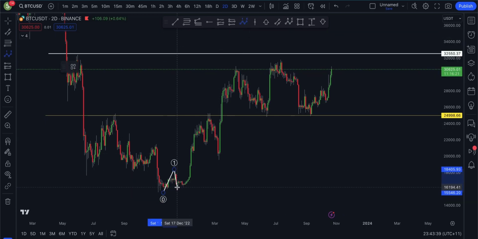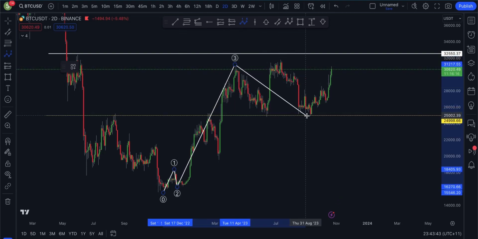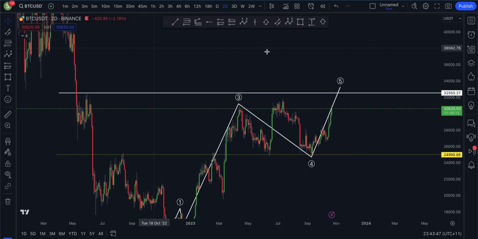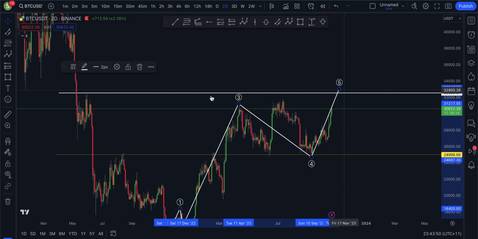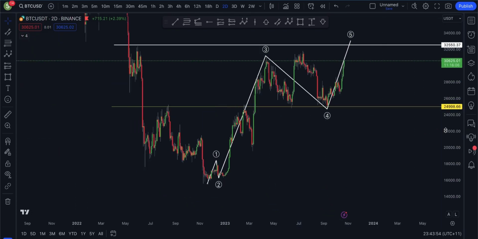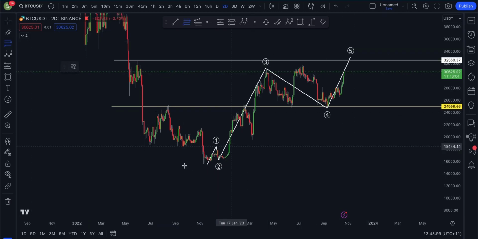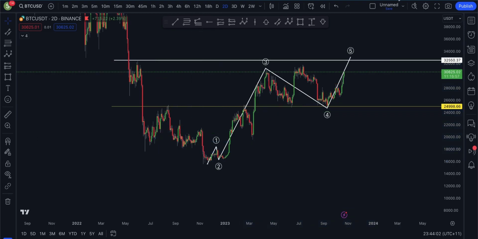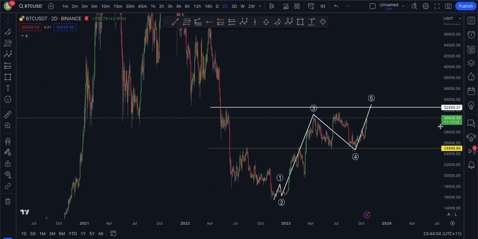So I will count this as 1, 2, 3, A, B and a C, 4, and now the fifth wave. Now what can happen? Either we can have a truncated fifth wave, take out these highs and dump to at least the golden pocket, which would be about the 2221 area, right? That's one thing possible.